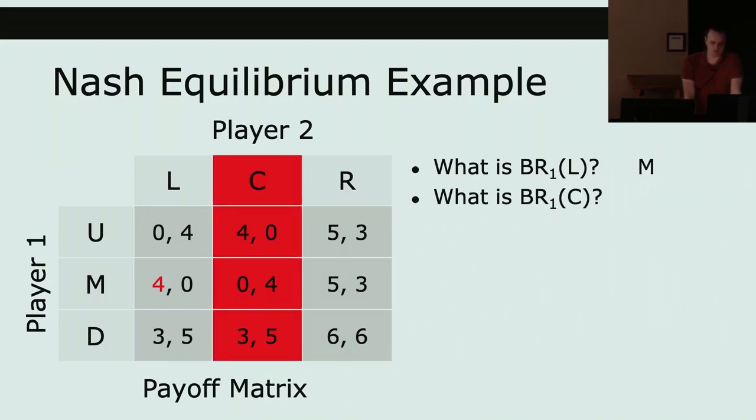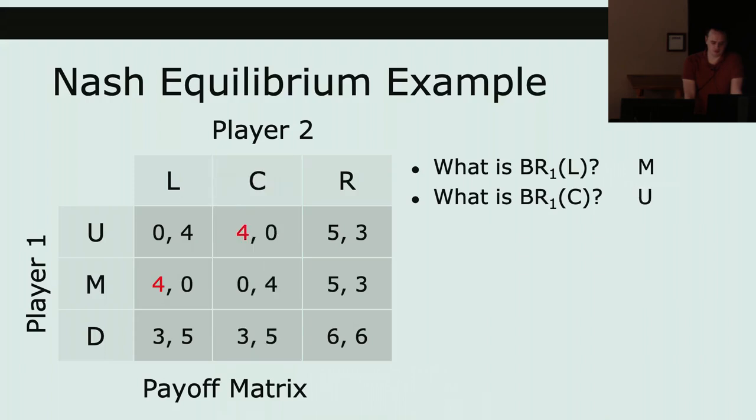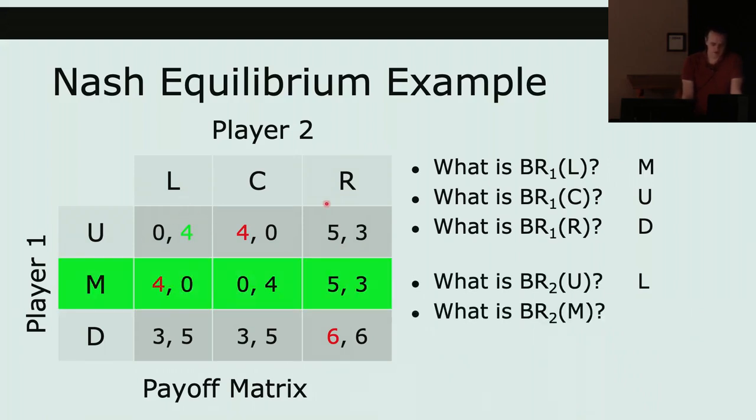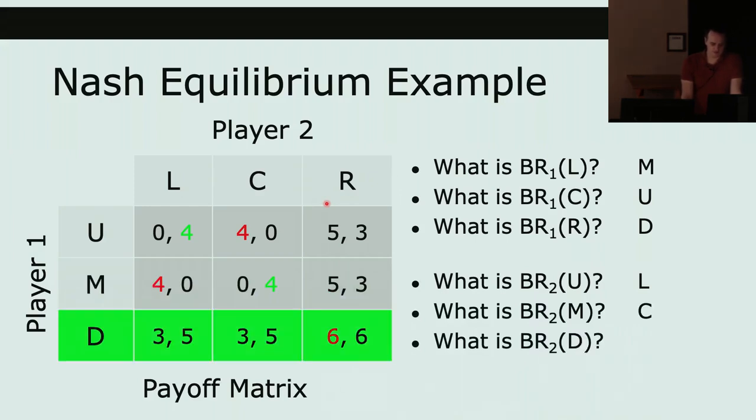The best response of player 1 to player 2 choosing C is going to be U. R is going to be D. And now we do it for the other player. The best response for player 2 to player 1 choosing up is going to be L. So remember, player 2's payoffs are here, they're the second one. The best response to M is going to be C. The best response to D is going to be R.